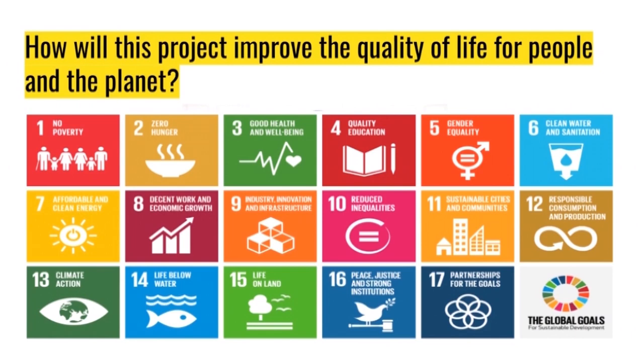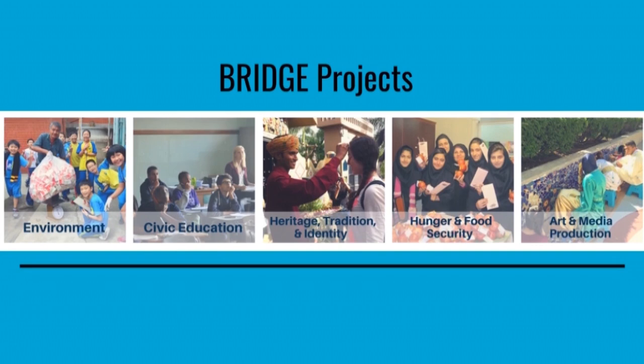Of the iEARN projects, we have selected a few to develop, particularly for Bridge participants, for Bridge projects. In this video, we're going to explore the 5 projects, and here are the theme areas to connect classes in the U.S. and in the MENA region. We're connecting students through projects on the environment, civic education, heritage, tradition, and identity, hunger and food security, and art and media production. These are broad range areas that can connect a variety of different classrooms and subject areas through common interests. We're going to preview these projects today in this video with introductions from the facilitators.